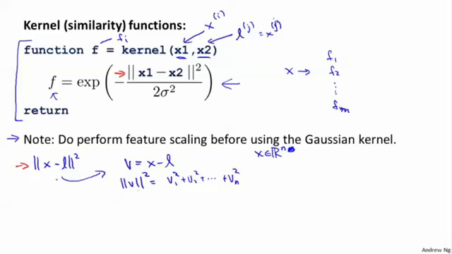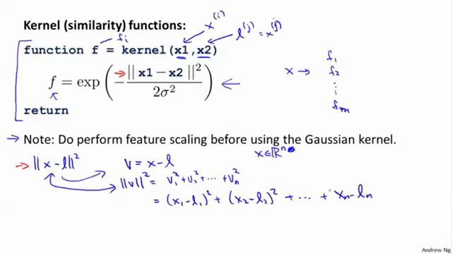And so this is equal to that, right? And so written differently, this is going to be x1 minus L1 squared plus x2 minus L2 squared plus dot dot dot plus xn minus Ln squared. And now if your features take on very different ranges of values, so take a housing prediction example.